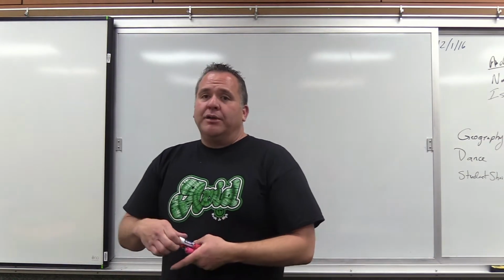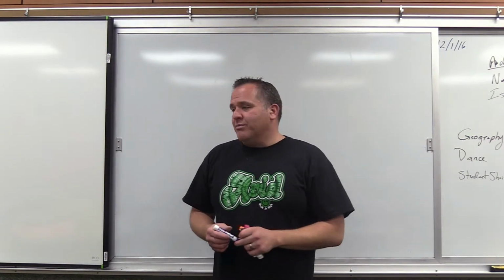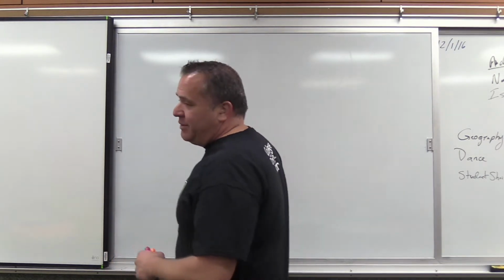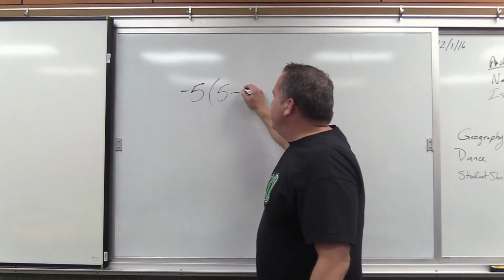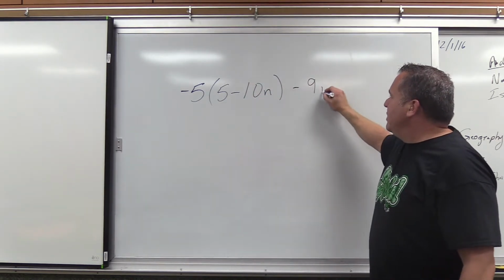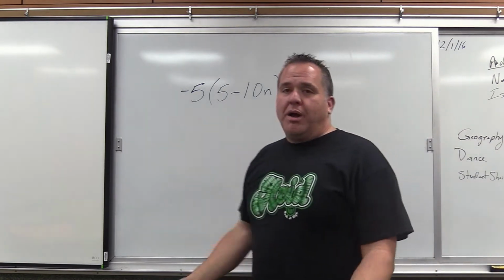Alright, so let's take a look at the first problem we may have. We may have this one right here. Look at this: negative 5 times (5 minus 10n minus 9n). Alright, so here's our first problem.